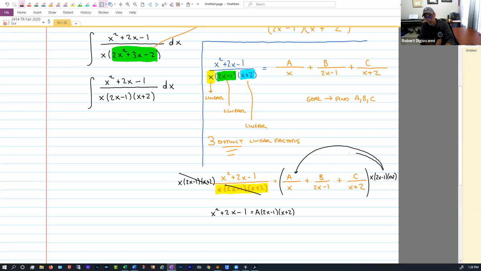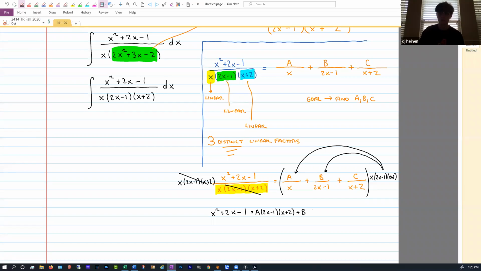Similarly, when I multiply this through to here, I'm going to have the b. Will I have the x? Will I have that x still? Yes. Will I have the 2x minus 1? No, it's going to cancel with the 1 on the bottom. Will I have the x plus 2? Yes, I will. Do y'all see?